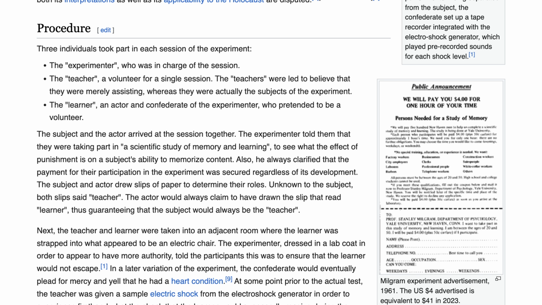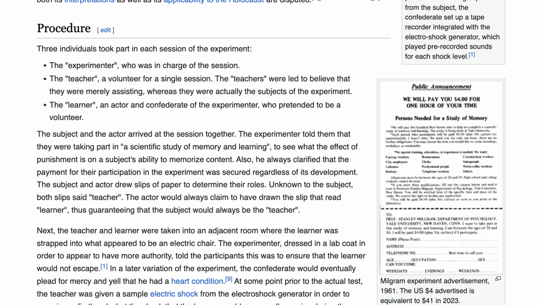In a later variation of the experiment, the confederate would eventually plead for mercy and yell that he had a heart condition. At some point prior to the actual test, the teacher was given a sample electric shock from the electroshock generator in order to experience firsthand what the shock that the learner would supposedly receive during the experiment would feel like. The teacher and learner were then separated so that they could communicate, but not see each other.